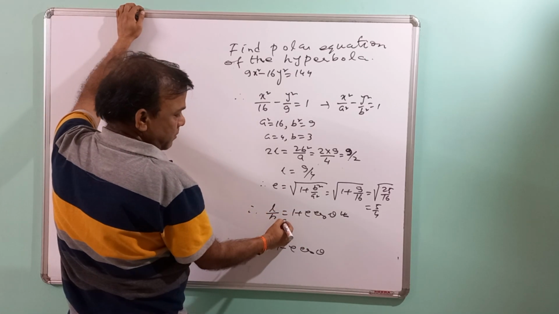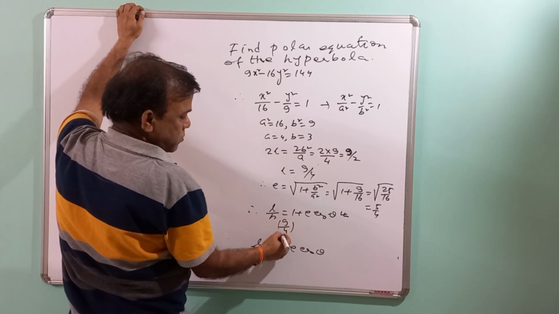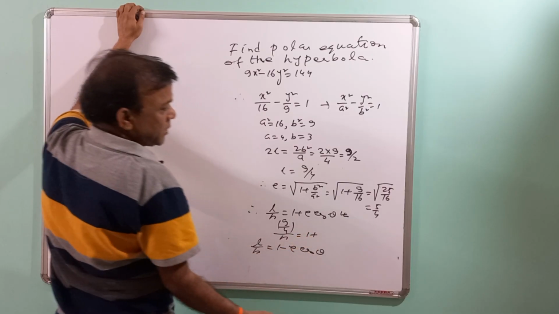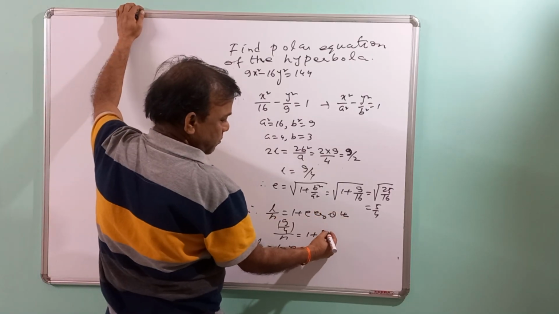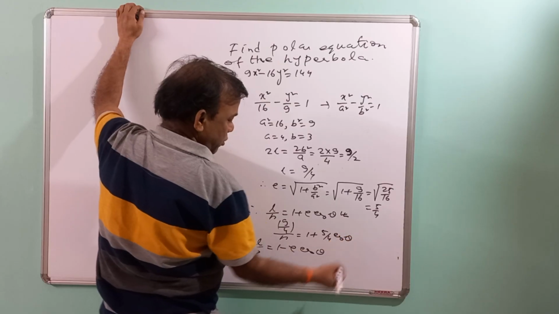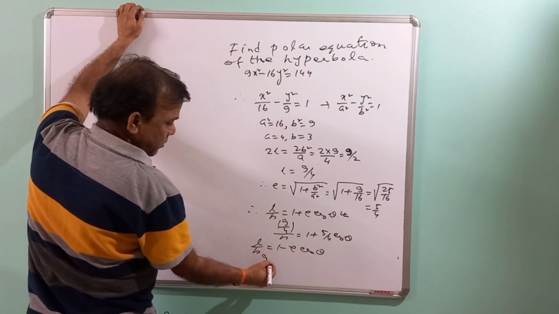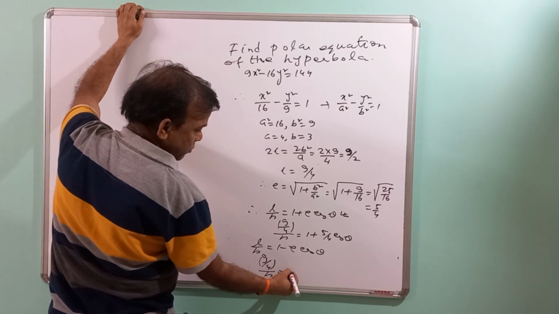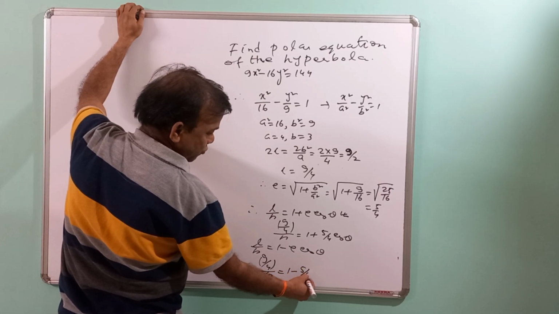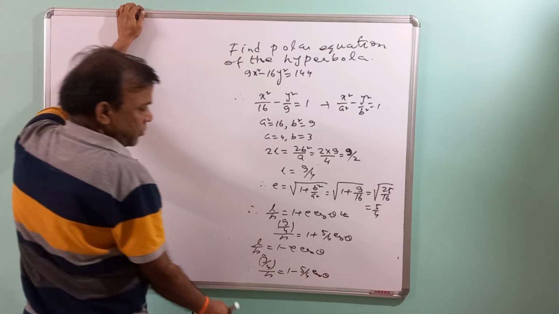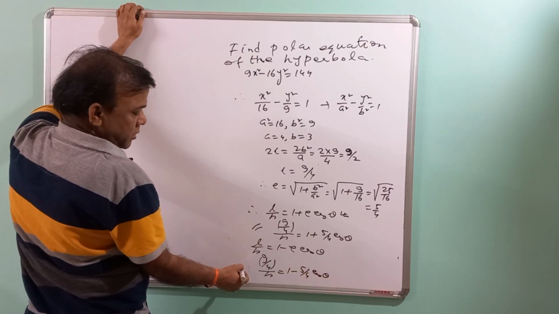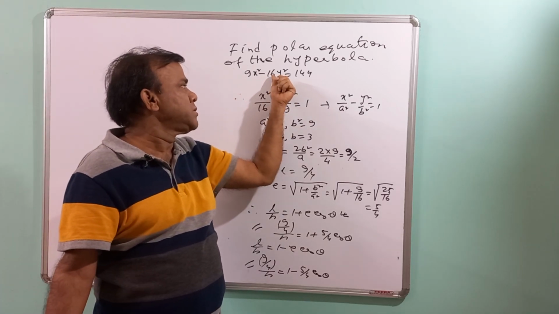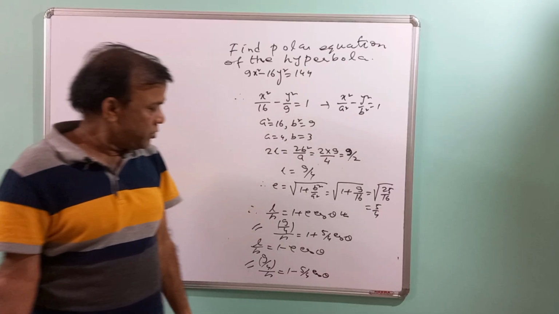Here L equal to 9 by 4. Therefore 9 by 4 by R equal to 1 plus E means 5 by 4 cos theta, or 9 by 4 by R equal to 1 minus 5 by 4 cos theta. These two equations are the polar form of the hyperbola 9x square minus 16y square equal to 144.